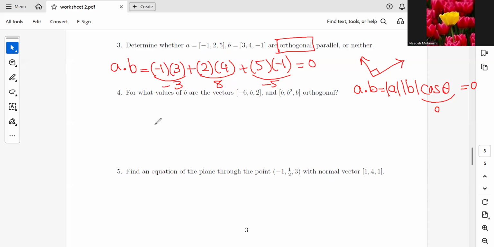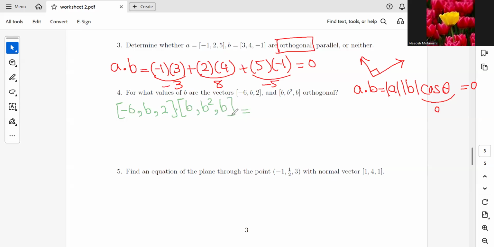Number 4, for what values of b are the given vectors orthogonal? Based on the information that we have so far, we know that if we multiply them together and the answer is 0, then those vectors are orthogonal. So we have -6, b, and 2, dot b, b squared, and b.